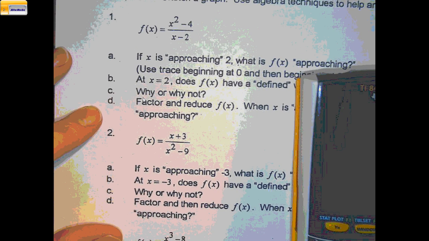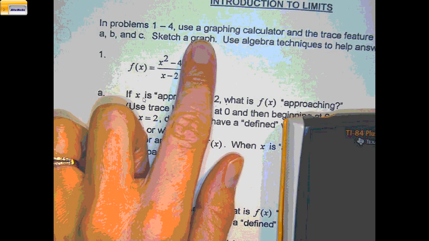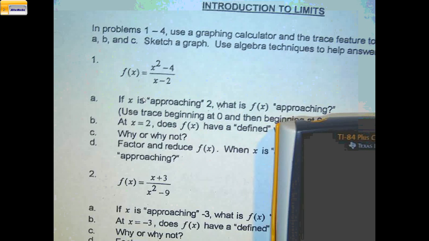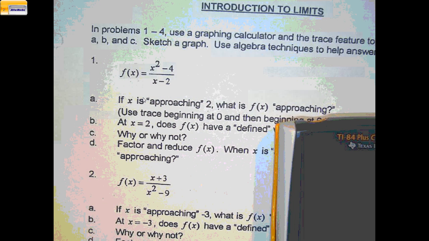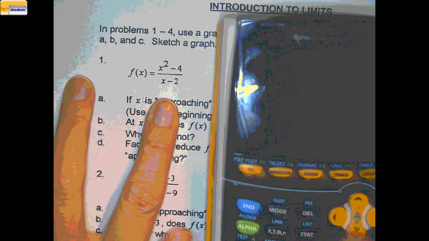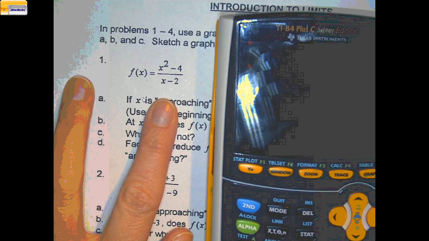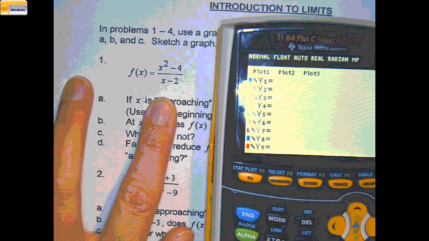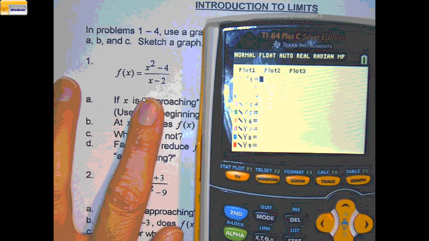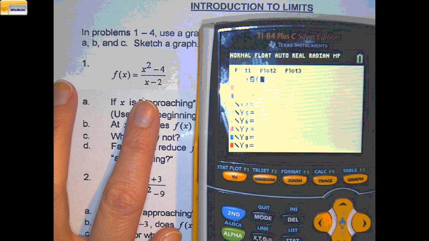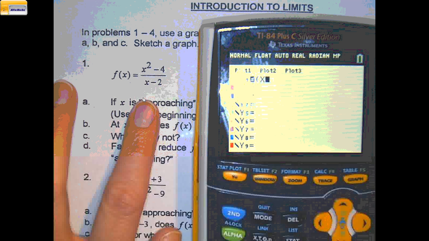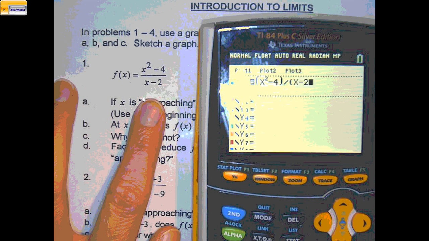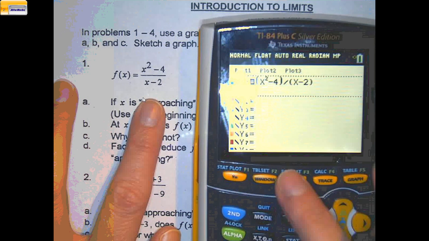It says, use a graphing calculator and the trace feature to help you answer A, B, and C, sketch a graph, and use algebra techniques to help you answer D. So here we go. Number one, we're all going to go to our y equals button, and we're all going to type in x squared minus 4 over x minus 2. And what do you have to remember as you type that in? Parentheses, thank you, or it won't work.